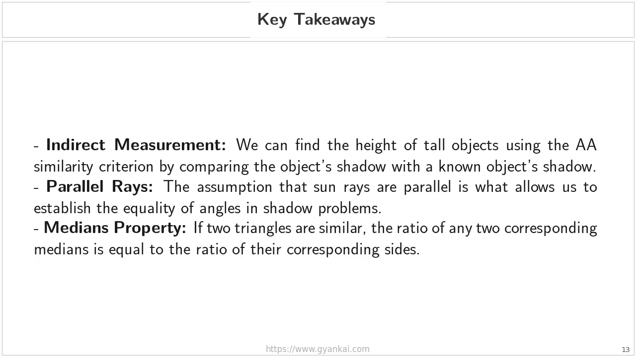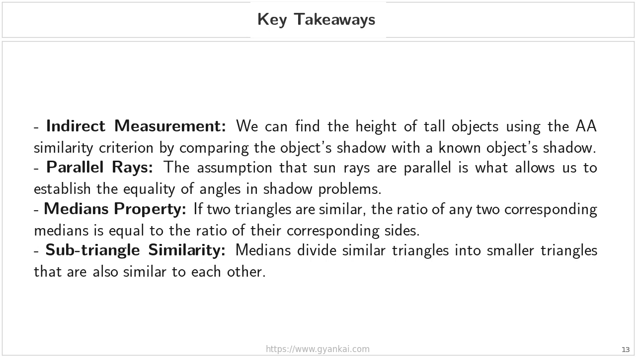Third, we explored a very important property regarding medians. We proved that if you have two similar triangles, it isn't just the outer boundaries that maintain a consistent ratio. The ratio of any two corresponding medians, those lines connecting a vertex to the midpoint of the opposite side, is exactly equal to the ratio of their corresponding sides.